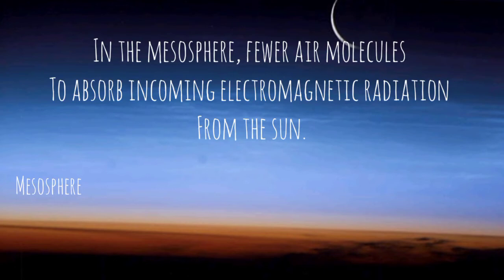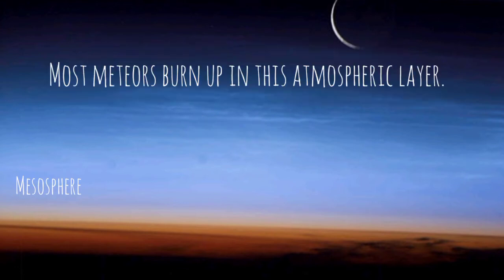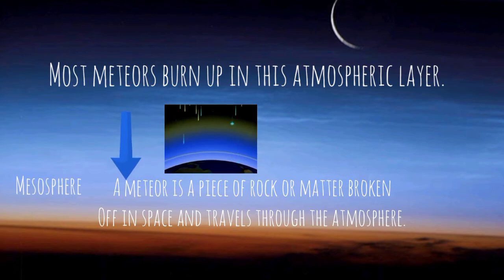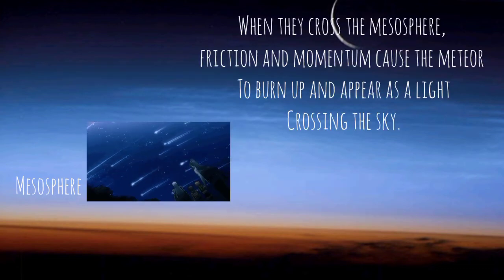In the mesosphere, there are fewer air molecules to absorb incoming electromagnetic radiation from the sun. Most meteors burn up in this atmospheric layer. A meteor is a piece of rock or matter that has broken off in space and travels through the atmosphere. When they cross the mesosphere, friction and momentum cause the meteor to burn up and appear as a light crossing the sky.